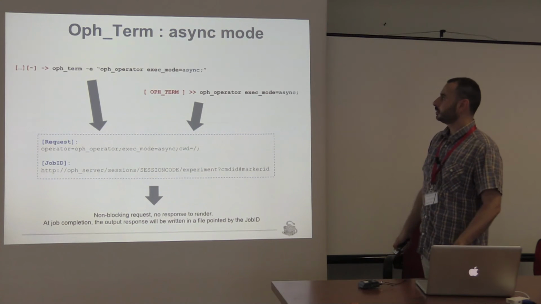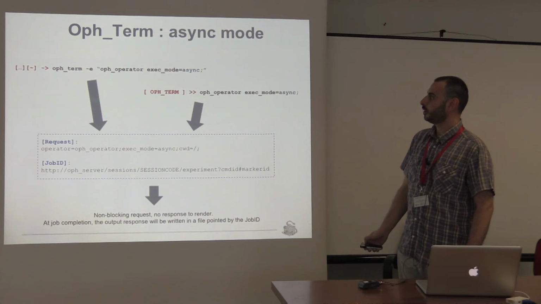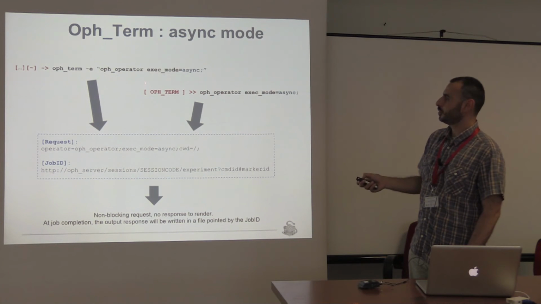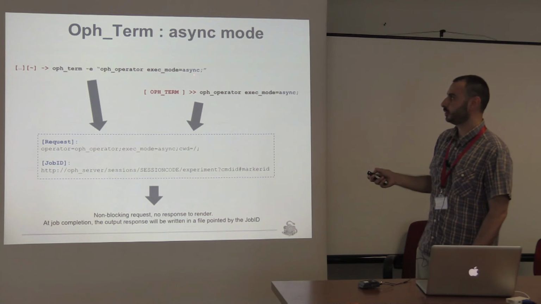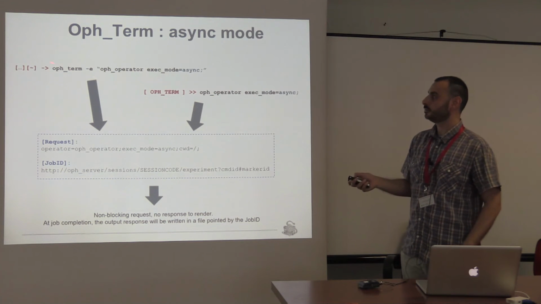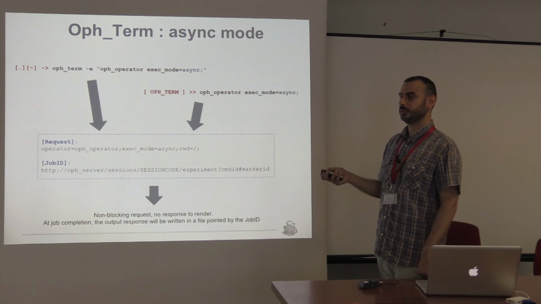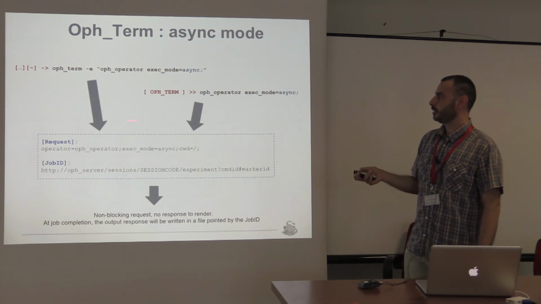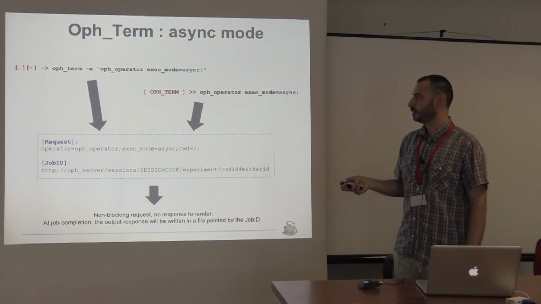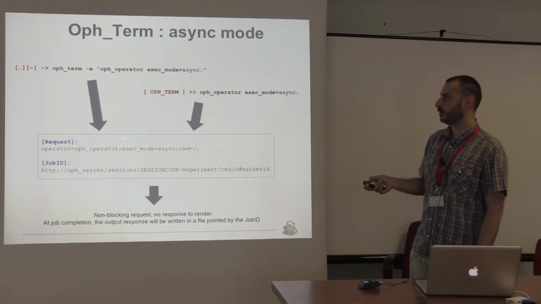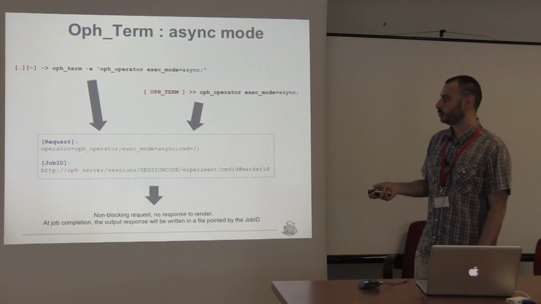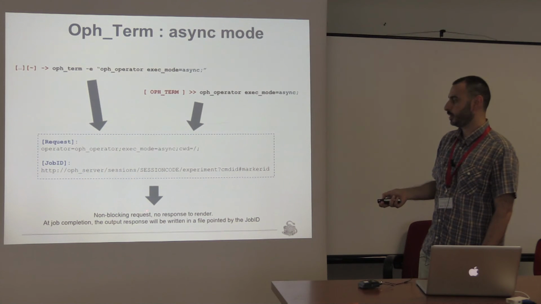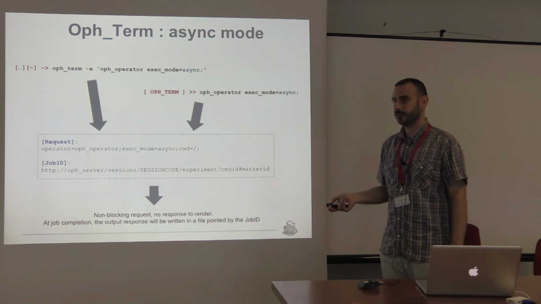This is an example in asynchronous mode. We can use oph operator with exec mode asynchronous, inside the terminal or also from the bash shell. In both cases, we have the output of the request with the job ID of your execution. This is a non-blocking request and no response will be rendered.